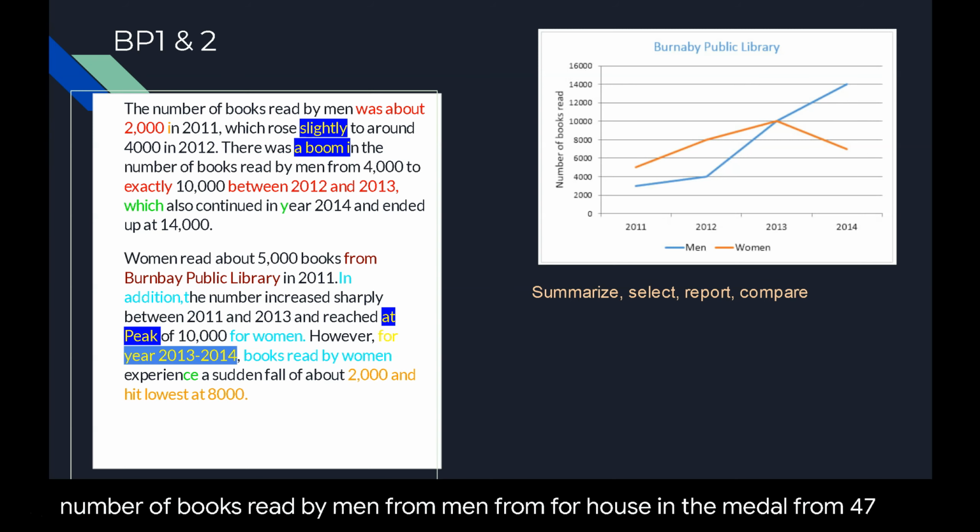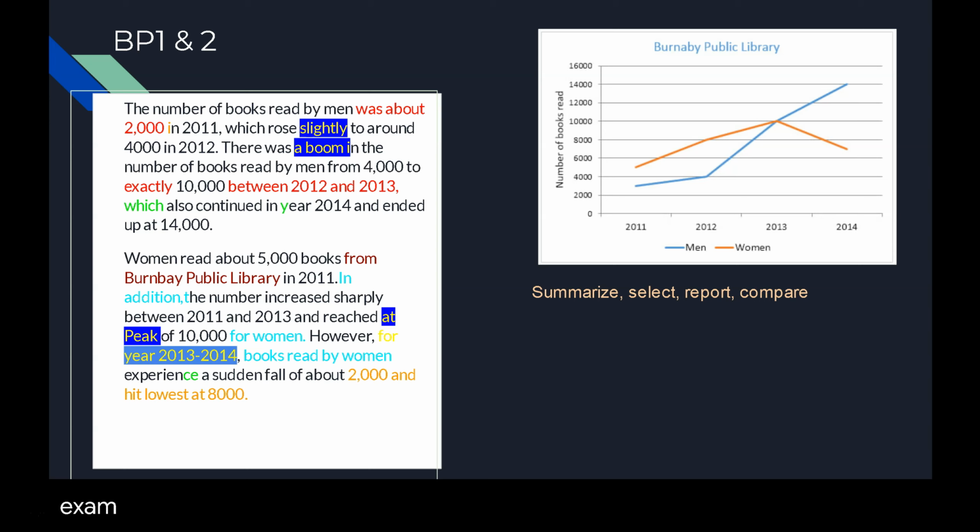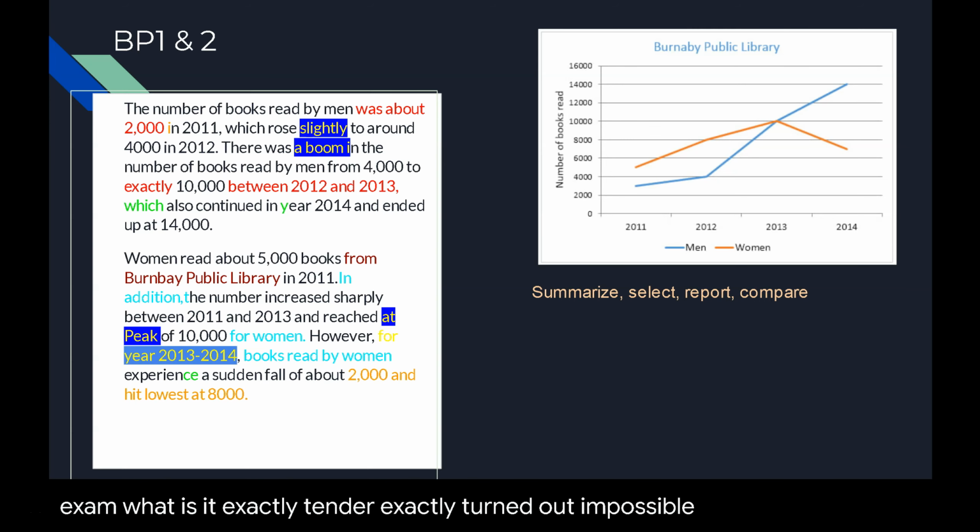Okay, you need a comma there. From 4,000 to exactly 10,000. Why do you think it's exactly 10,000? Why is it exactly 10,000? Can you imagine the odds of the number of books being exactly 10,000? It's impossible. On graphs, you'd need a microscope to see where it is. It could have been 10,007. We don't know. It's not exact.